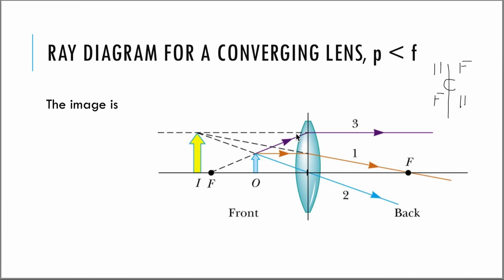Ray number 3 is a little bit harder to draw because we need to go through the focal point on the left side before we can emerge parallel on the other side. But we are over here, right? So how can we go through the focal point when the focal point is over here? So we have to appear to come from the focal point.